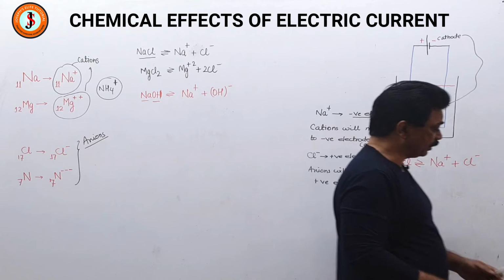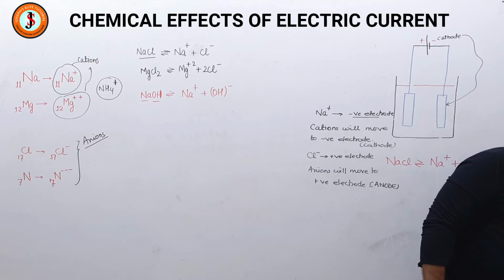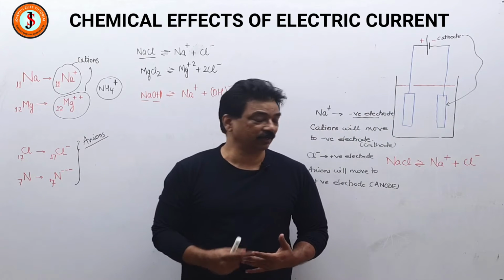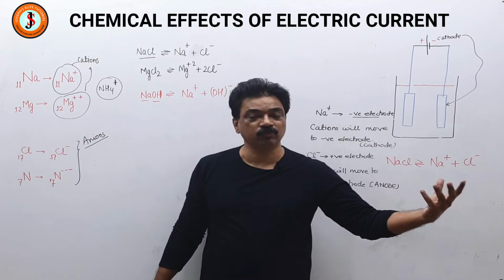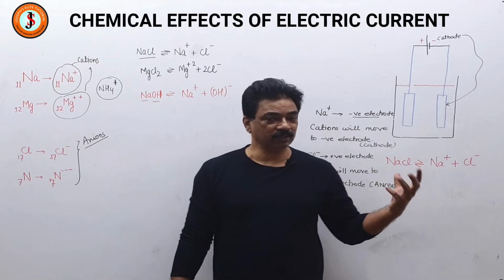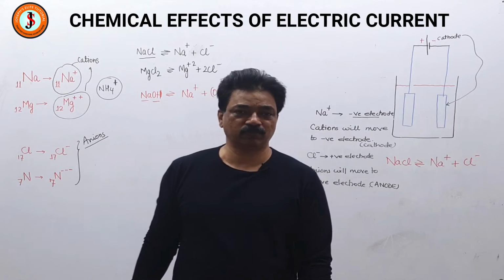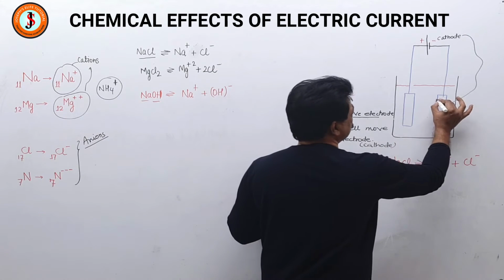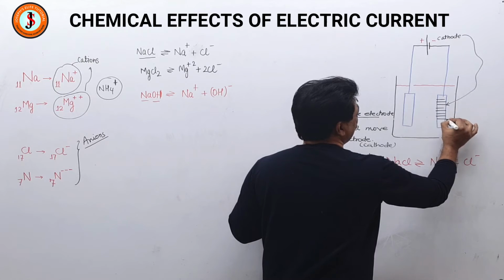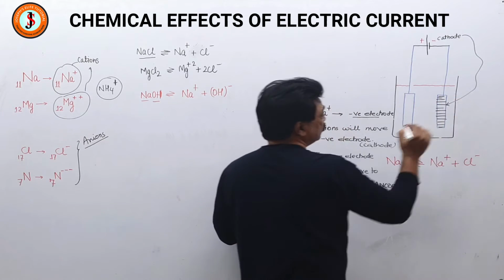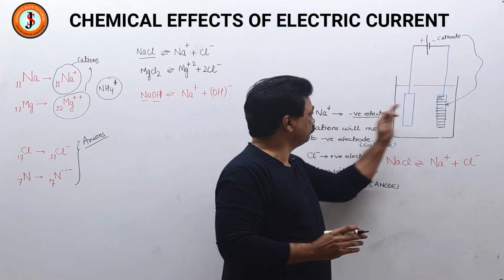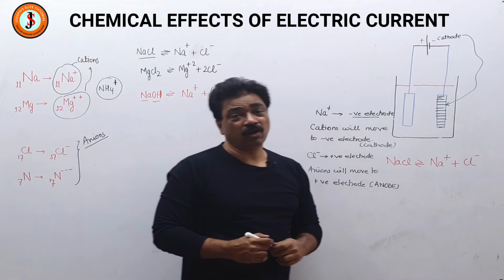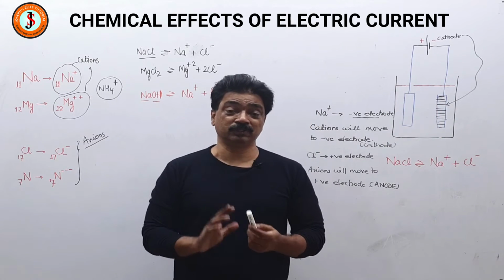Now, here you try to understand the concept of electroplating. The chemical effect of electric current is used for electroplating. Na is a metal, so the metal goes and gets deposited on this surface. Suppose this is an article, a key ring or something like that. Sodium will go over there, gain an electron, get neutralized and get deposited. All the metals are normally deposited on the cathode.